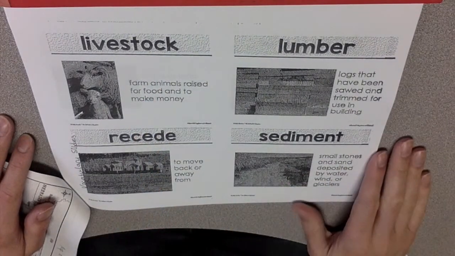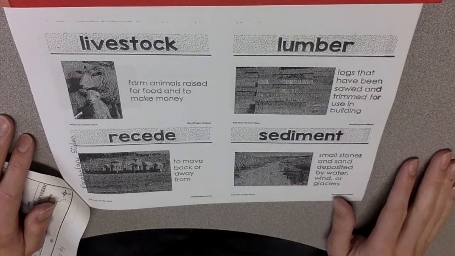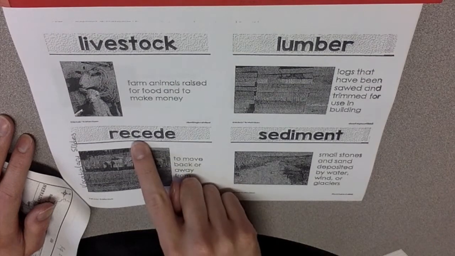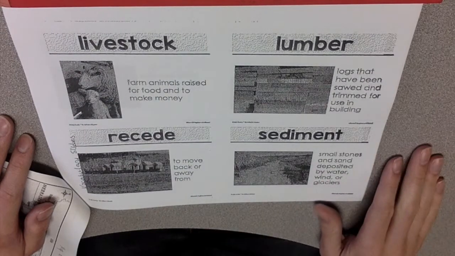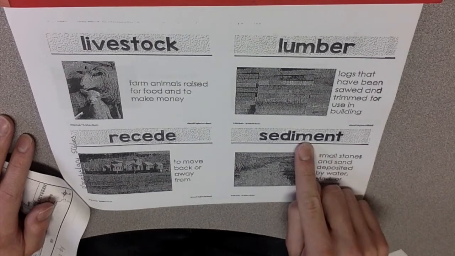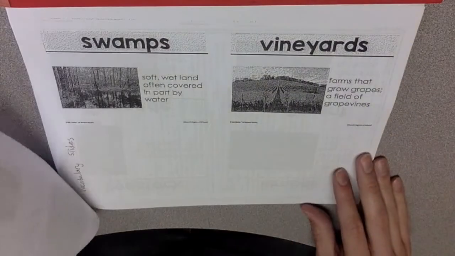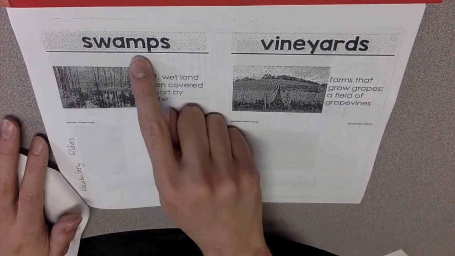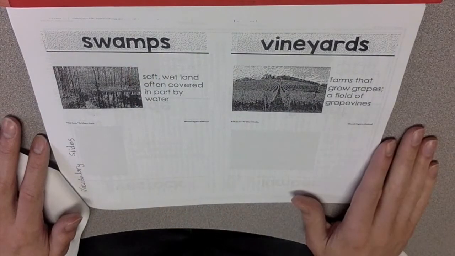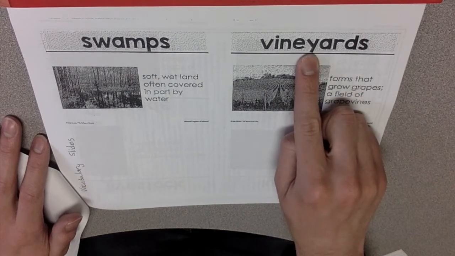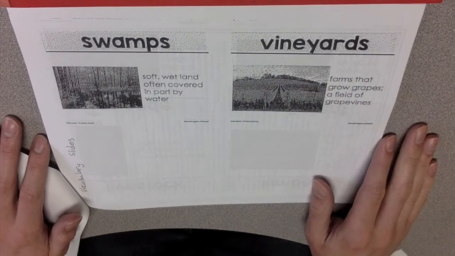Livestock. Farm animals raised for food and to make money. Lumber. Logs that have been sawed and trimmed for use in building. Recede. To move back or away from. Sediment. Small stones and sand deposited by water, wind, or glaciers. Swamps. Soft, wet land often covered, in part, by water. Vineyards. Farms that grow grapes, a field of grapevines.